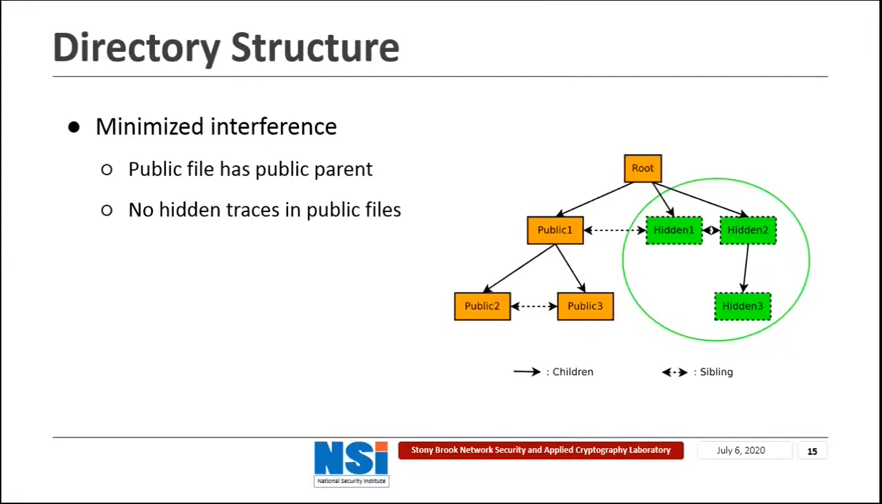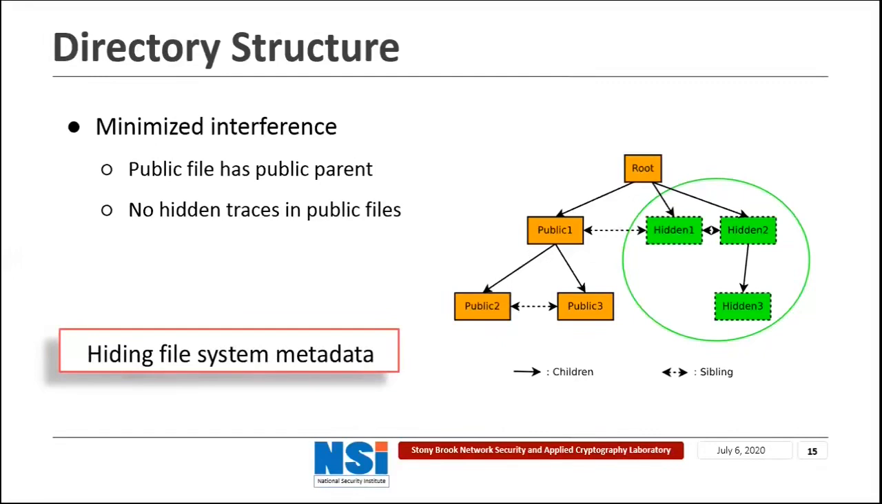As shown in this figure, we can see that all the public files have public parents and all the hidden files have hidden parents, except for the root. By separating the public files and the hidden files under the directory structure, we can ensure that the public file is not affected by the hidden traces.